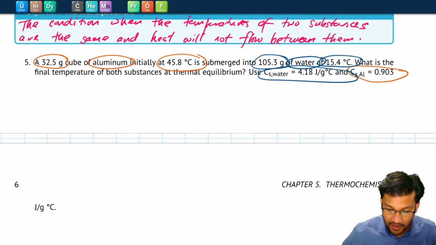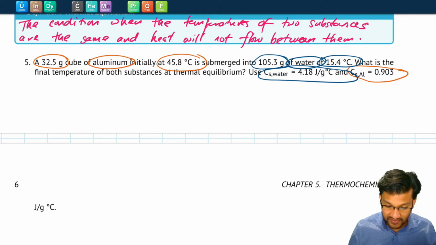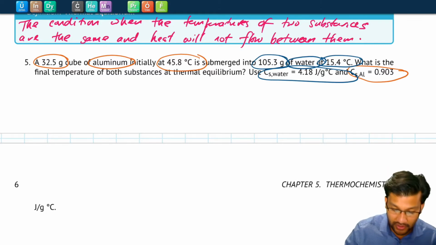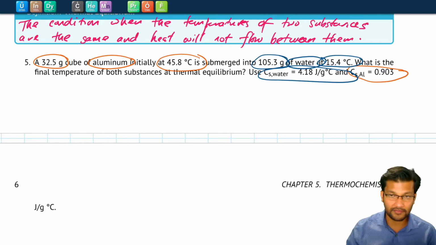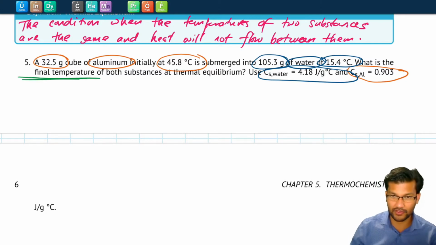So looking at this, we have aluminum at 45.8 degrees Celsius, so that's pretty hot. Water at 15.4 degrees Celsius, that's sort of a little bit cold water. If they go into thermal equilibrium, their final temperature should be somewhere in between those two, right? It can't be colder than the coldest thing you started with. It can't be hotter than the hottest thing you started with. The final temperature would be somewhere in between, and they're asking us, what is this final temperature?